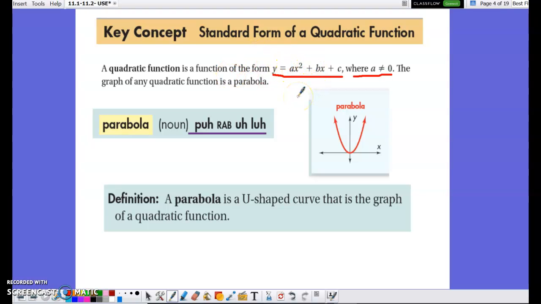When we graph a quadratic function, it's going to make a nice U shape. It's going to look something like this, nice U shape. And we call that U shape a parabola. So you're going to hear me use that word quite a bit, and I think I've already used it a little bit in this video. But this over here is an example of what a quadratic function looks like. Again, that U shape we call a parabola.